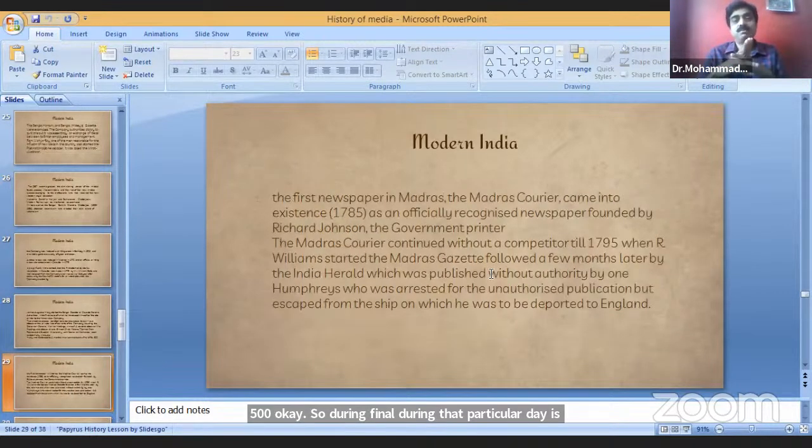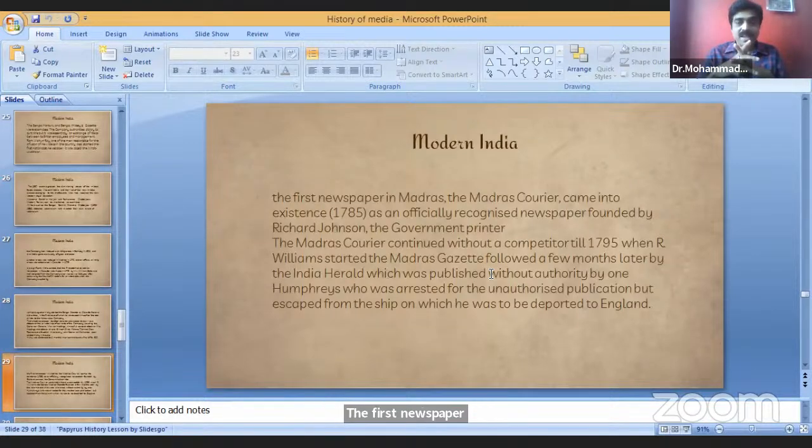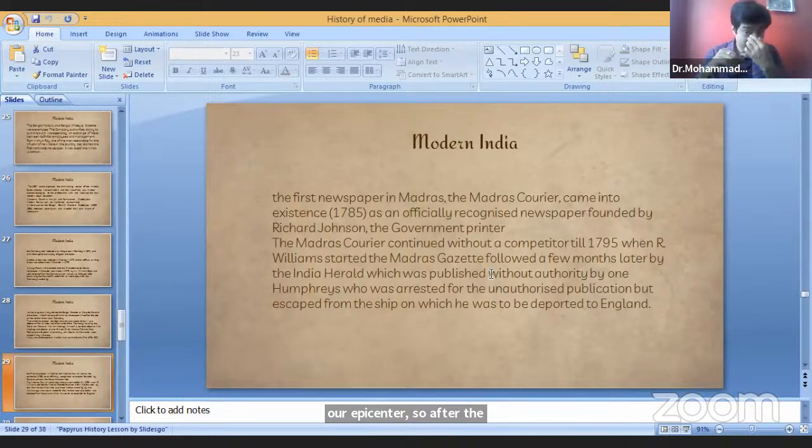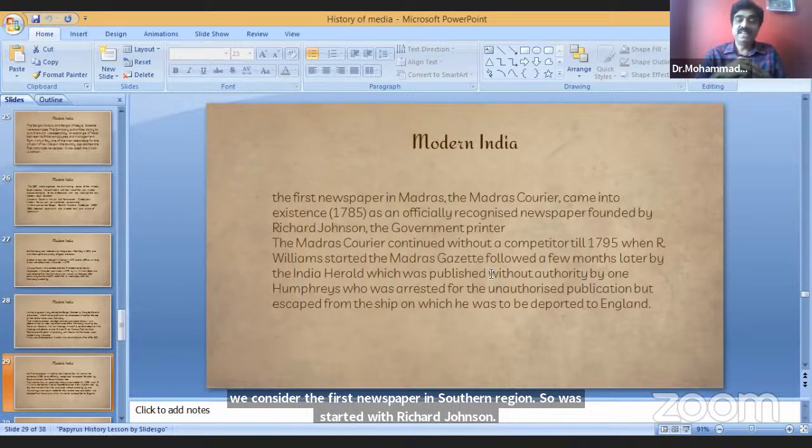Next, the first newspaper in Madras, the Madras Courier, came into existence in 1785 as an officially recognized newspaper founded by Richard Johnson, the government printer. In southern India, Madras was the epicenter. After Kolkata, the first paper came in Madras, so it is considered the first newspaper in the southern region. It was started by Richard Johnson. The Madras Courier continued without competition till 1795.